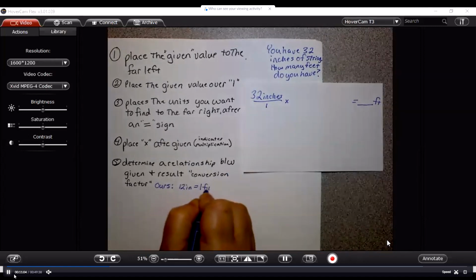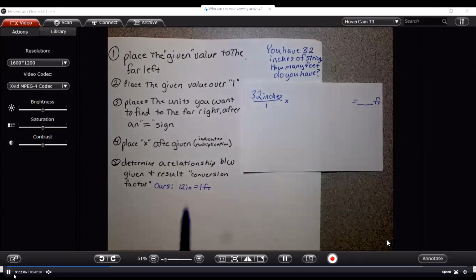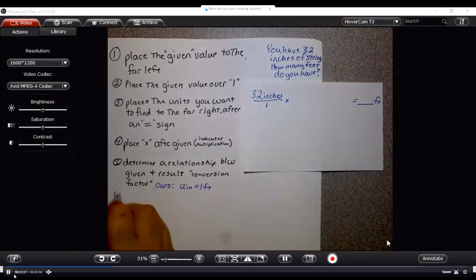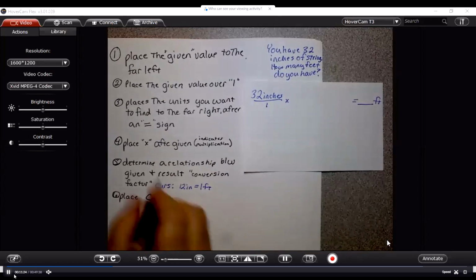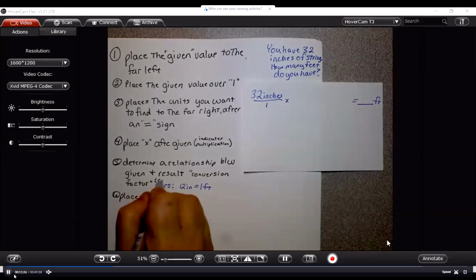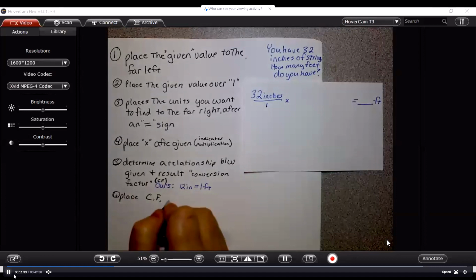Now here's the catch with conversion factors. You're going to place them next to your given, but you can place either number on top. And the way that you determine which number goes on top is because you want those units to cancel. Basic tenet of math, what goes up must come down. If they're on top and bottom, they're going to cancel out. So if you have inches on top and you want to get rid of inches, you have to place inches on bottom. That's how it works. It's a rule of math.